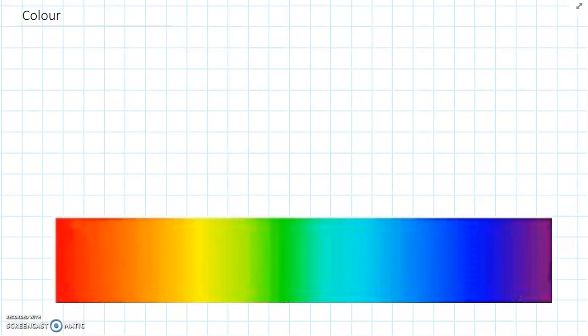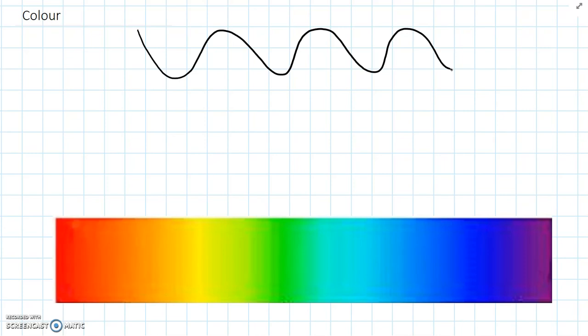When we were first learning about light, we learnt about the amplitude and the wavelength of a light wave. So let's go back and look at a light wave again to remind us. So remember that light is a transverse wave because it goes up and down as it moves through the air or through a material. And remember that the amplitude is how tall the wave is.